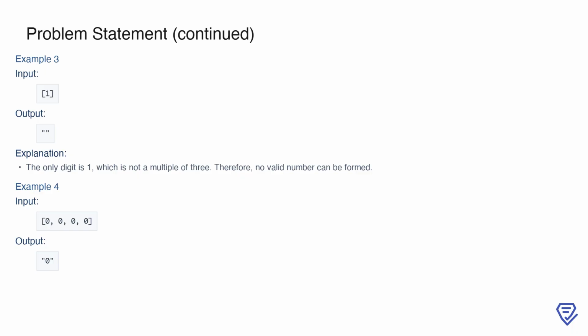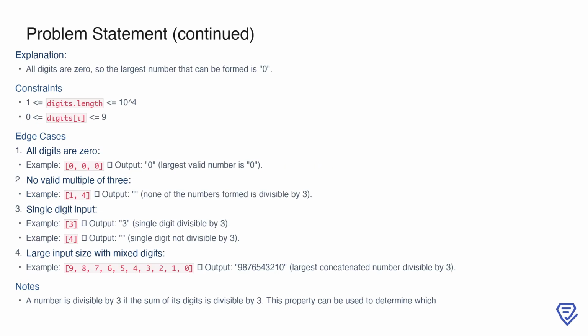Another interesting case is the input 0, 0, 0, 0. In this scenario, all the digits are 0. The largest valid number that can be formed is simply 0, as leading zeros are not allowed in any other case. These examples cover some edge cases where divisibility or the presence of zeros plays a key role in determining the output. Let's look at additional constraints and edge cases.